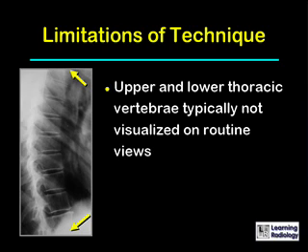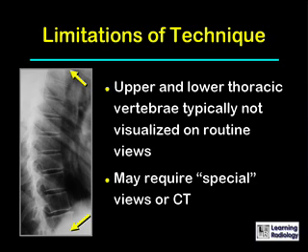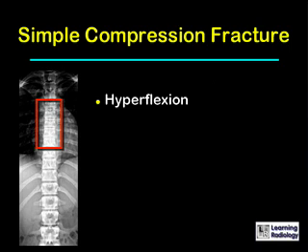There are limitations to the technique in conventional radiography of the thoracic spine. Both the upper and lower thoracic vertebrae are typically not visualized, the upper because of the shoulder girdle and the lower because of the soft tissue of the abdomen, on routine views. So that may require special views such as a swimmer's view or a cone-down lateral of the thoracolumbar region or CT. We're going to start at the top of the thoracic spine and work our way down.